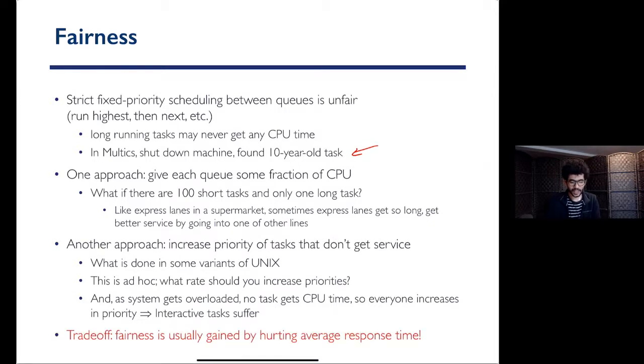So this is another example where fairness and performance are going to clash, right? If you really care about fairness, then you don't want tasks to starve, and you might have to schedule them, even though that might hurt your throughput or your response time.